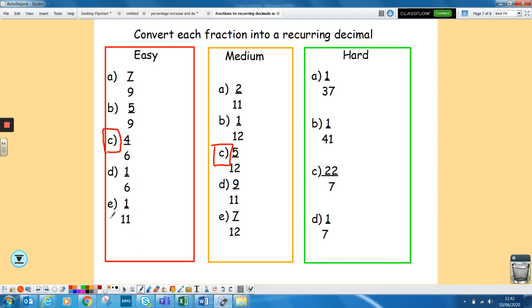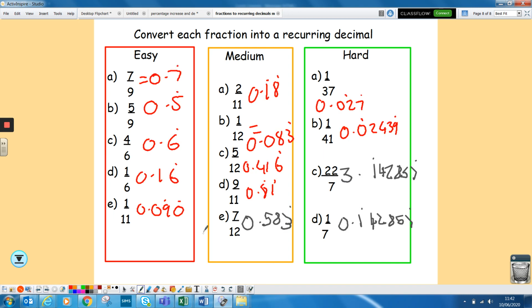So you've got easy, medium, and hard. Again, work through all these questions. Again, do this on your pen and paper. Pause the video now, because I'm going to show you the answers in 30 seconds. Right then, that should be enough time, or however much time you needed. Can you now mark your answers? Sorry about the bad handwriting, but it's quite difficult.